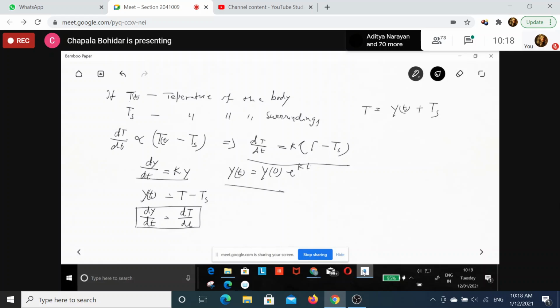Write down. A bottle of soda pop at room temperature, 22 degrees centigrade, is placed in a refrigerator where the temperature is 7 degrees centigrade. That means Ts is equal to 7 degrees.